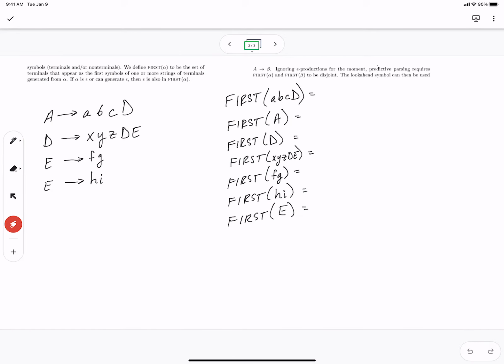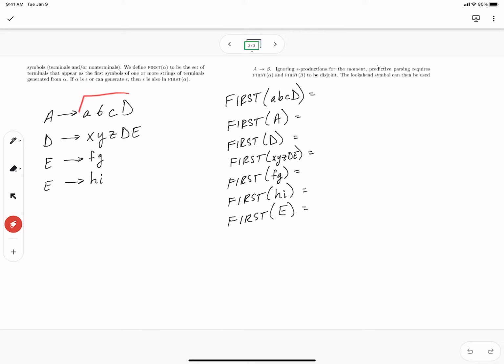Okay, so how can we know if a grammar lends itself to predictive parsing? The book has this statement: predictive parsing requires first alpha and first beta to be disjoint. What does that mean? First let's talk about first. We define first alpha to be the set of terminals that appear as the first symbols of one or more strings of terminals generated from alpha. Now we're going to see this again later in the semester. But let's talk a little bit about what it is right now. And let's just do it by example.